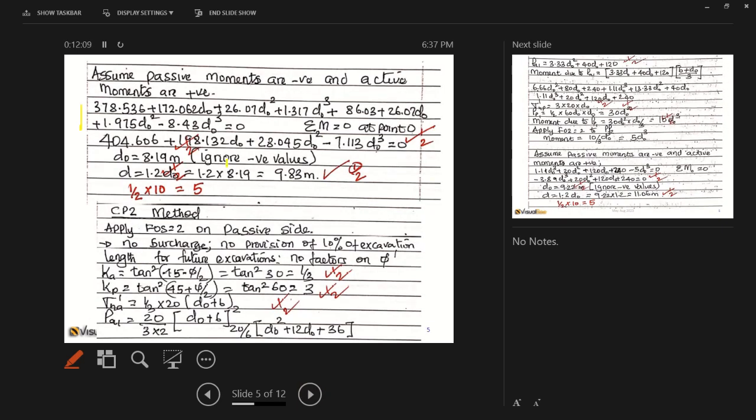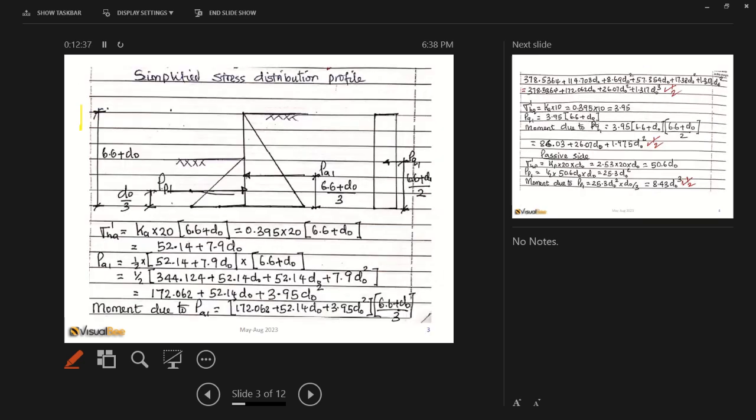Then the CP2 method, the only thing is we need to apply a factor of safety of 2 on the passive side. We don't need the provision of 10%, so you can read. So here, phi was 30, you use it the way it is, so tan squared 45 minus phi over 2. That gives you a third, and Kp is the inverse of a third, which is 3, or tan squared 45 plus phi over 2. Okay, and then using the same logic that we have done before.